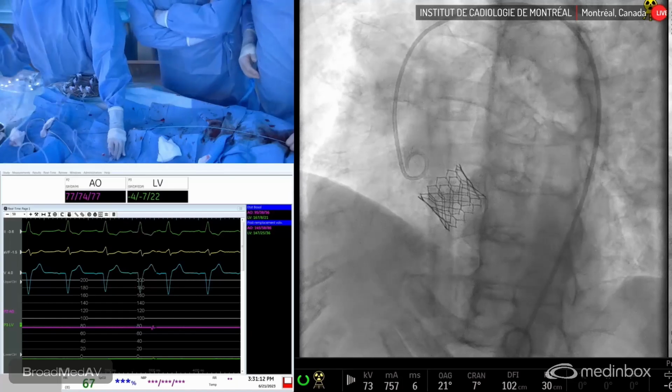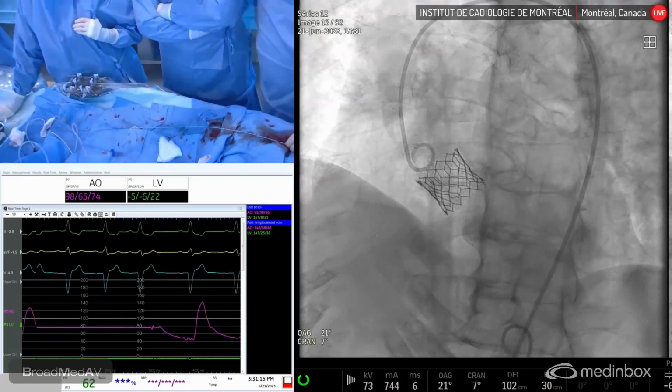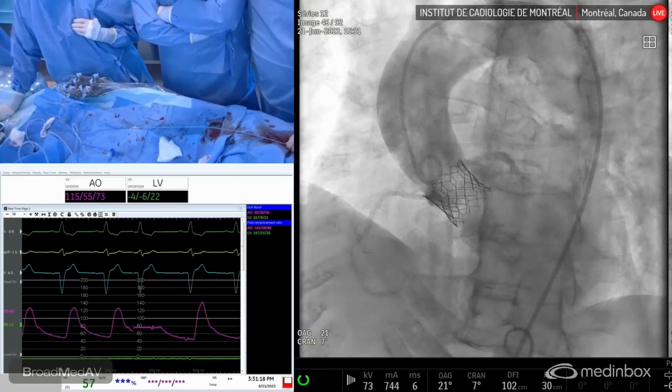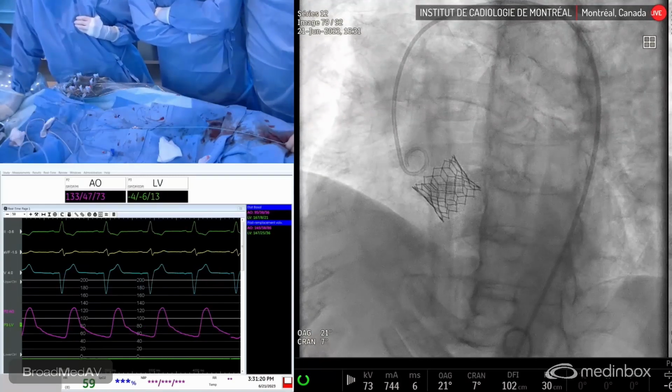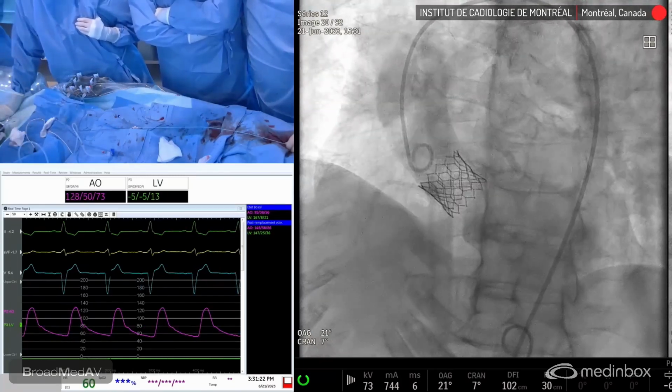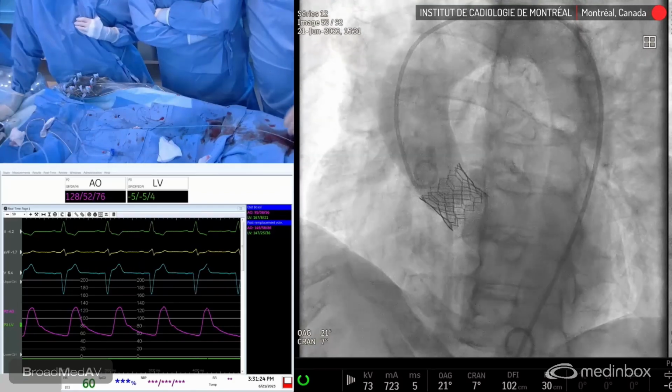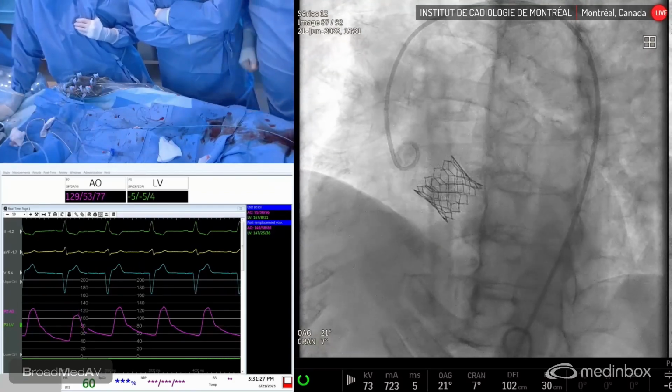Okay, so we see nice filling of the left coronary. The big window of the Sapien is in front. That's perfect. We see nice filling of the left. Don't see much in the way of AI. There's a little bit there. One leaflet is not moving.